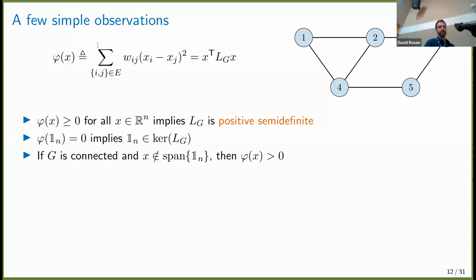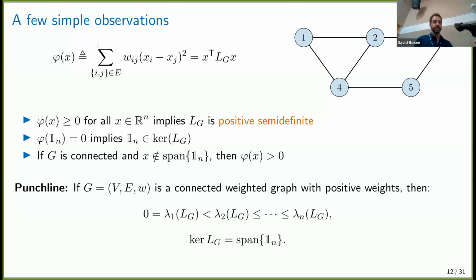And then finally, and maybe a little less obviously, it turns out that if G is connected and my vector of values x is not in the span of 1, that is, not all the values are the same, then this notion of sum of squared disagreements has to be strictly positive. The reason for that is, if I have two values in my vector that are not the same and my graph is connected, there's going to be some path of edges that connects those two vertices. And at some point along that path, I'm going to cross an edge where the two endpoints disagree. And that disagreement is going to show up as a positive term inside my sum of squared errors.